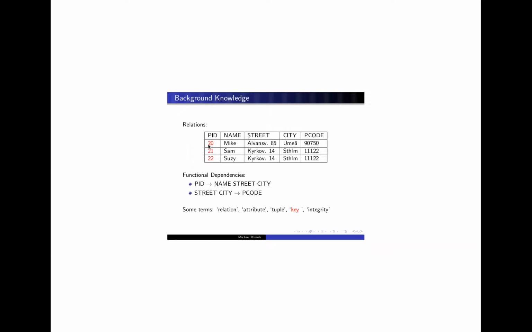In this case there are no two such tuples, but if there was, under set semantics at least, another tuple with PID 20, then it had better have Mike and this address here, and Umeå as the city. This is a better example, because this will actually have two tuples. Street and city determine the postal code. So this street address in Stockholm and this street address in Stockholm determine that postal code. Any two tuples that share the same street and city also share the same postal code.